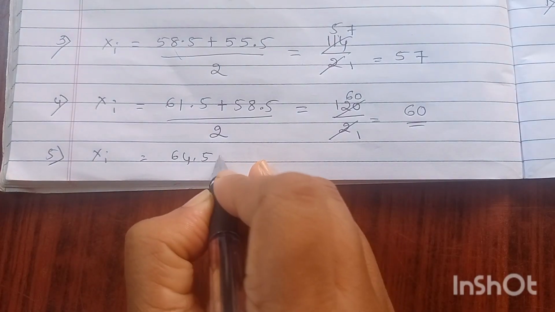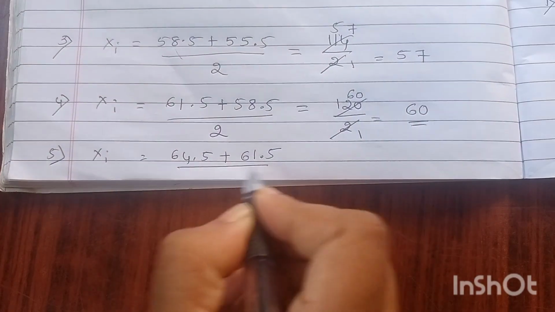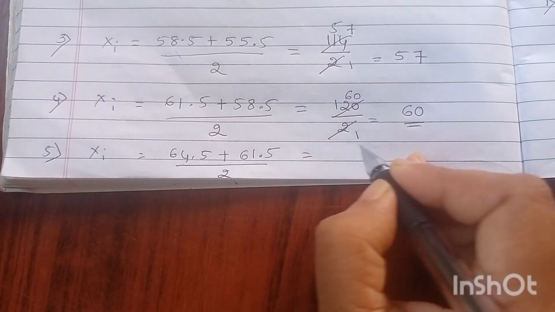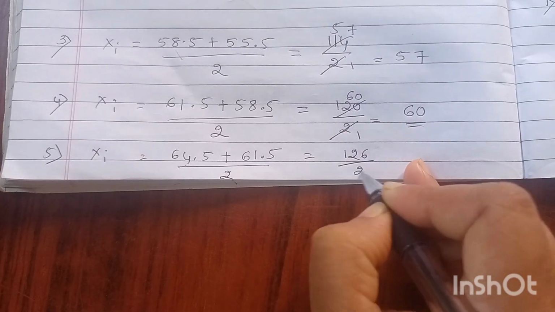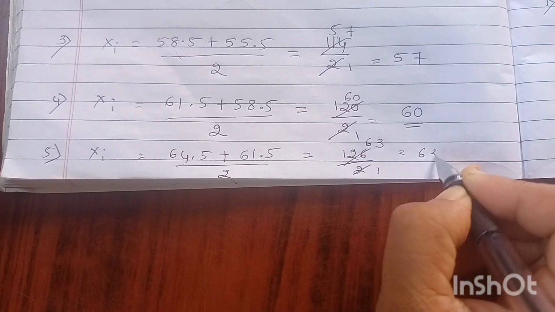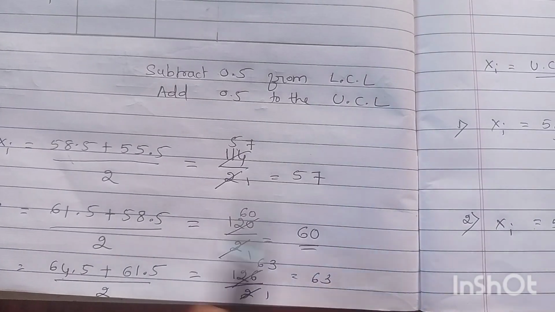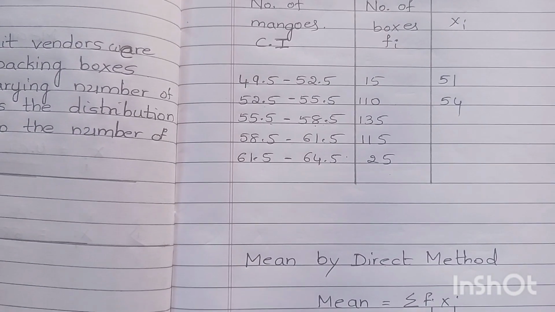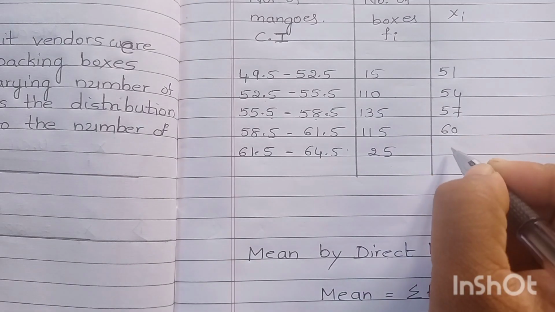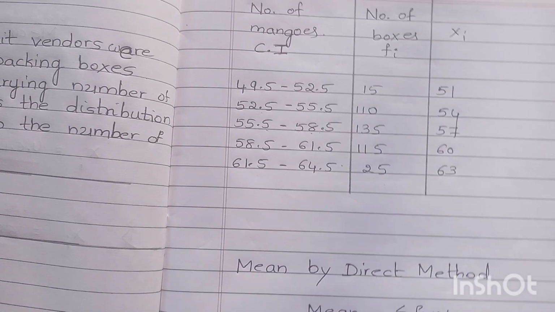64.5 and the lower class limit is 61.5 divided by 2. 64.5 plus 61.5 is 126. 126 divided by 2. 2 ones are 2, 2 sixes are 12. Then 2 threes are 6. 63. Okay. Here, let me copy down 57, 60, 63. This is our xi table, right?